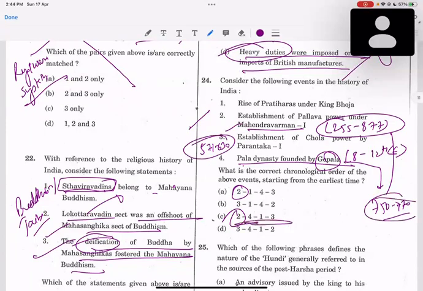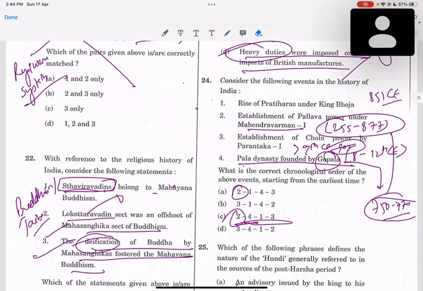So the answer is this. See, the rise of the Pratiharas was basically around 851 CE, the 9th century. And if you look at Chola power, they definitely came only after the 9th century, or you can say 907 here. So this is how it was supposed to be attempted.